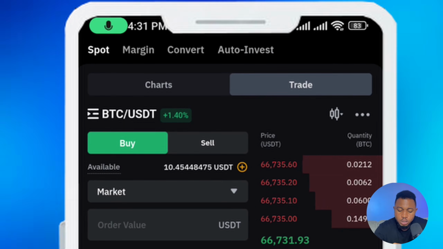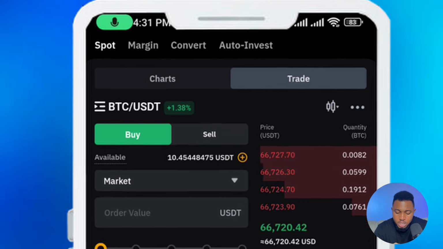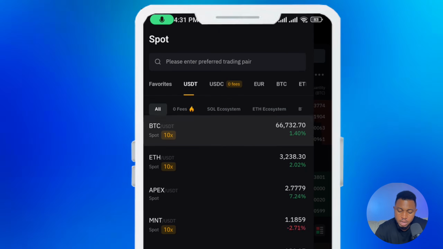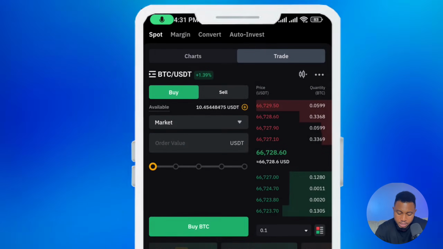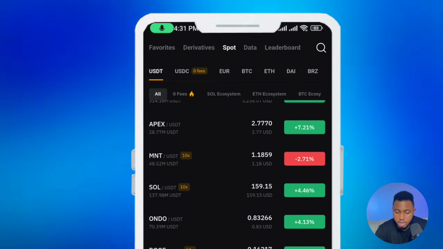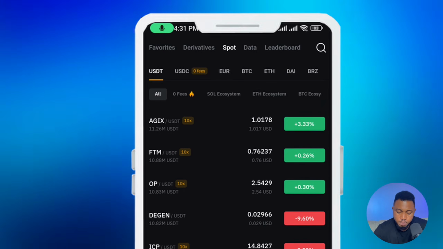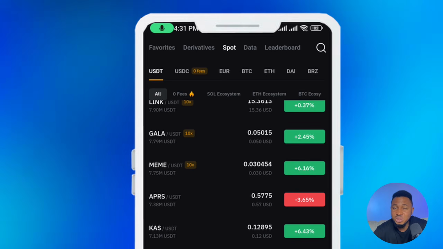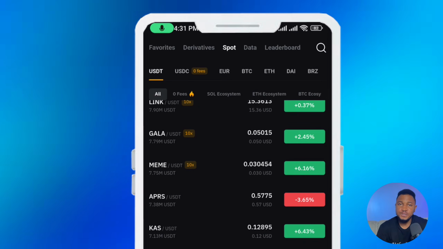Okay, so I can also go back. I can go to view other market by clicking on this BTC USDT here, and to show me other coins, or I can also go back and then click on market again, and I can navigate it from here, and I can buy any other coin of my choice using this method. So this is how to trade spot. It is not difficult at all.